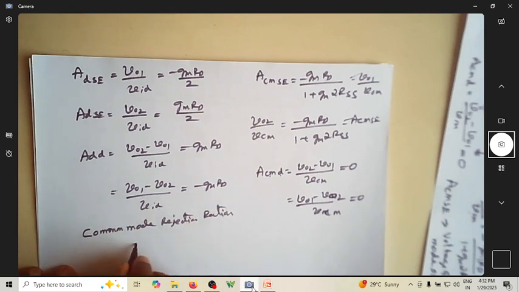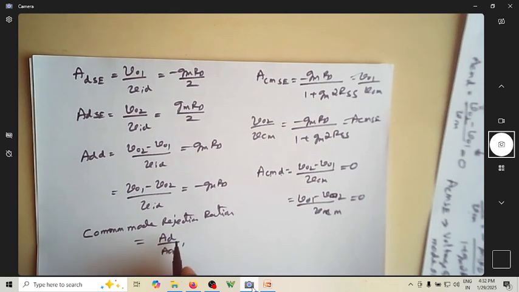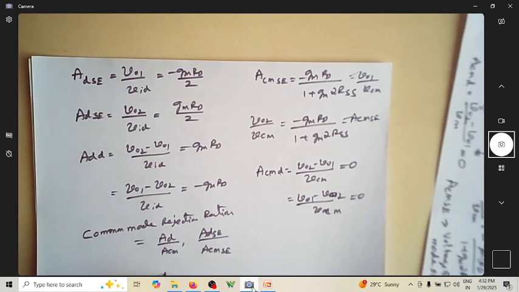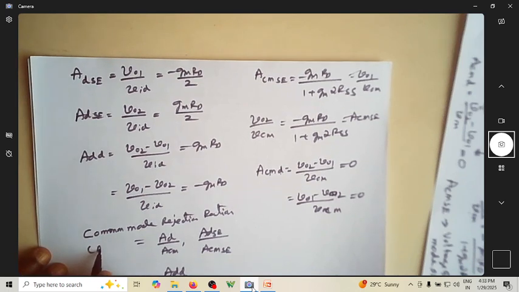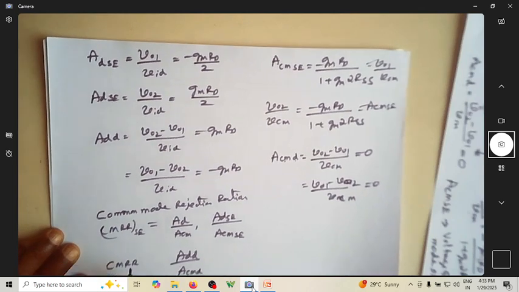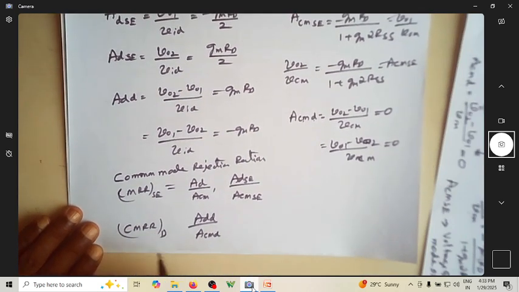So this common mode rejection ratio is nothing but AD by ACM. Depending on whether you are measuring single ended or differential, you can write it as ADSE by ACMSE, or ADD by ACMD. This is common mode rejection ratio single ended, and common mode rejection ratio differential.